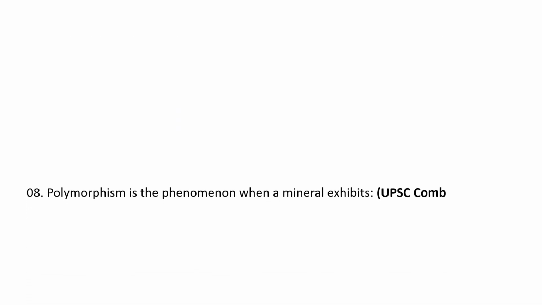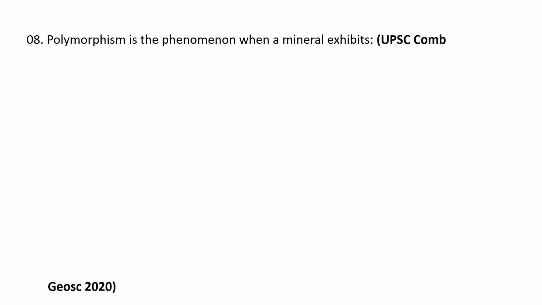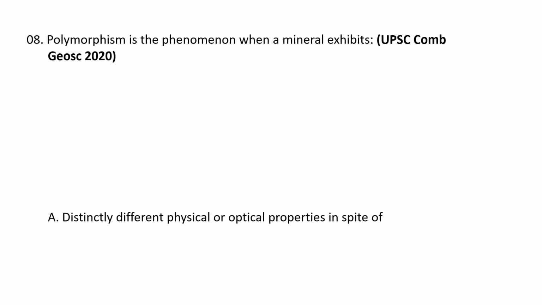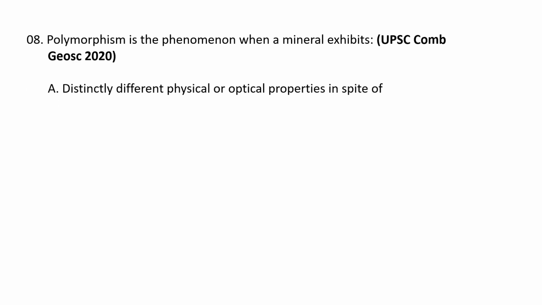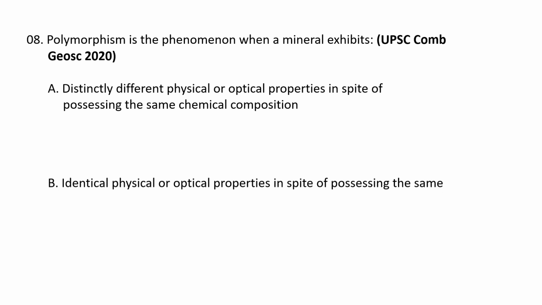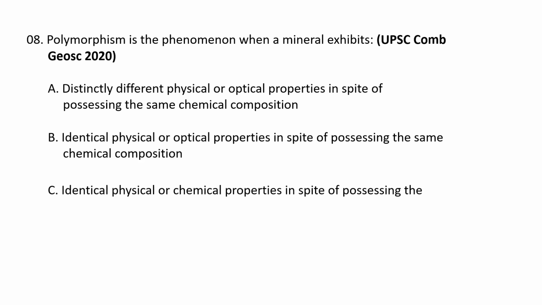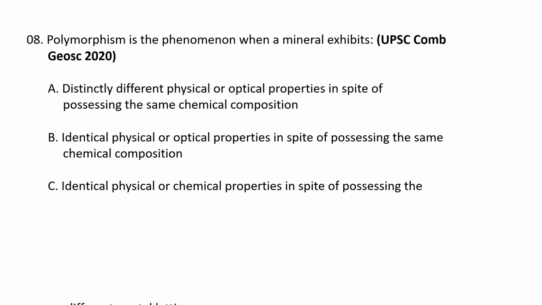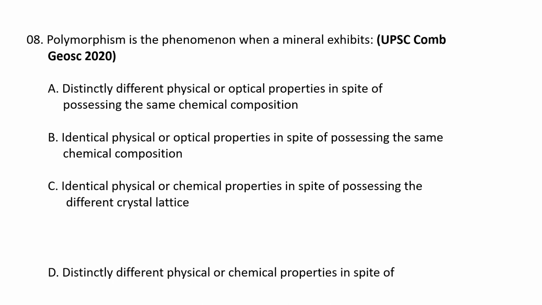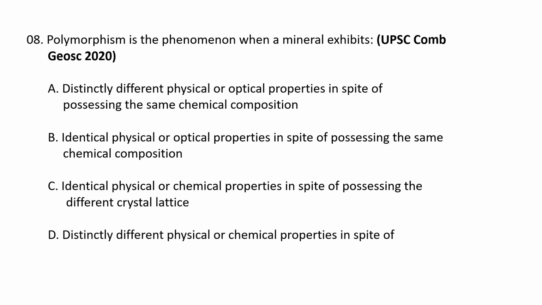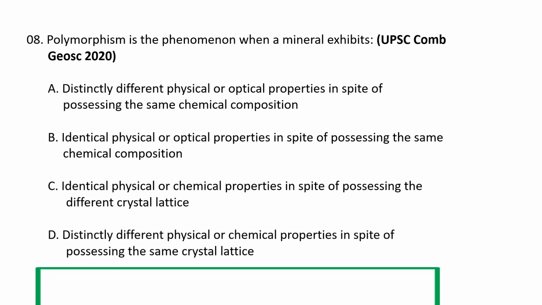Next question. Polymorphism is the phenomenon when a mineral exhibits A. distinctly different physical or optical properties in spite of possessing the same chemical composition, B. identical physical or optical properties in spite of possessing the same chemical composition, C. identical physical or chemical properties in spite of possessing a different crystal lattice, and D. distinctly different physical or chemical properties in spite of possessing the same crystal lattice.